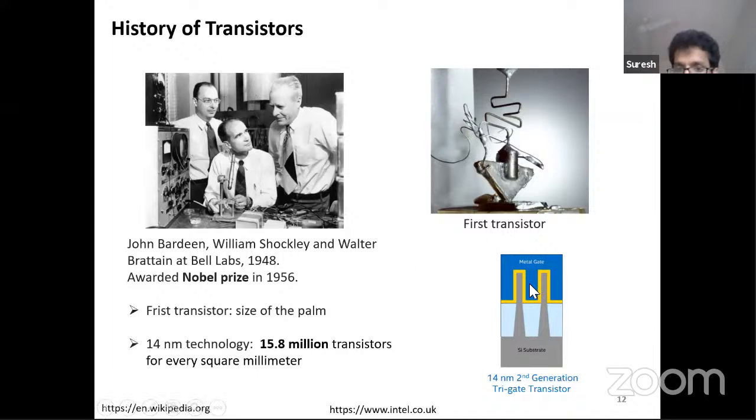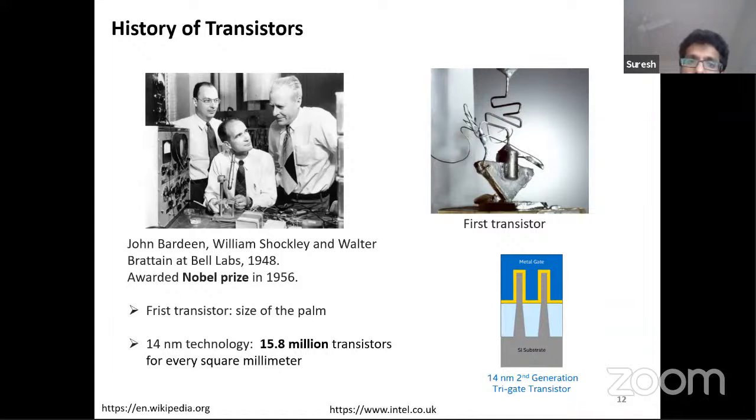Currently Intel is developing the transistor. Of course, there are other companies as well, Taiwan Semiconductor Manufacturing Company, Intel, and also Samsung. All the global foundries are developing transistors. This is just one I'm showing you. With 14 nanometer technology, currently they have 15 million transistors. But the very recent one is 3 nanometer technology, which has now 300 million transistors.